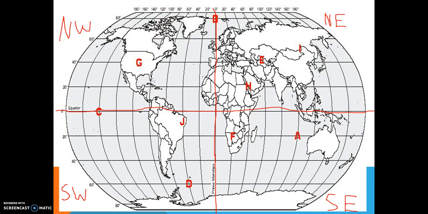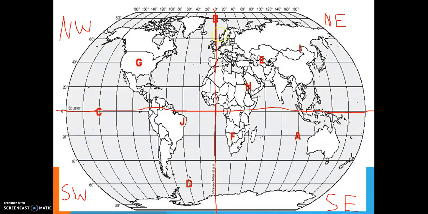Let's try another one. So let's look at A. Again, the first question we always ask ourselves is, is A north or south of the equator? A is south of the equator. So next we ask ourselves, how far south of the equator is A? I put my mouse on the equator and I go south until I touch a line that runs through A. I stop here. This line is 20 degrees south. So that's your first coordinate.